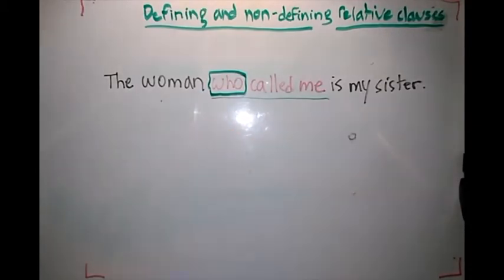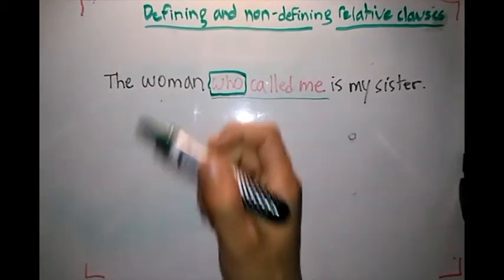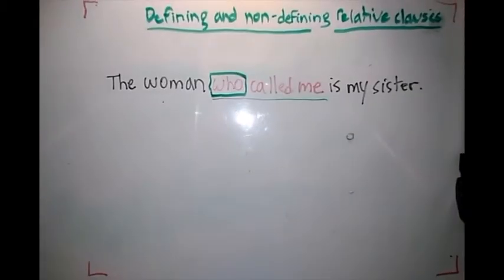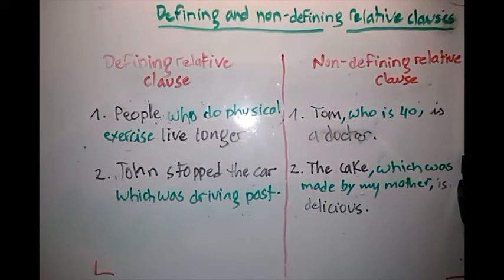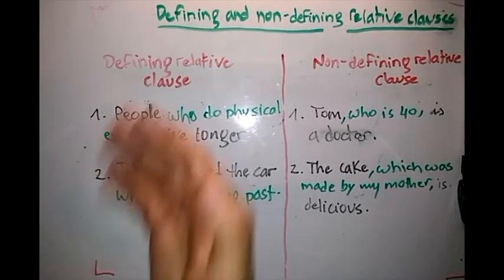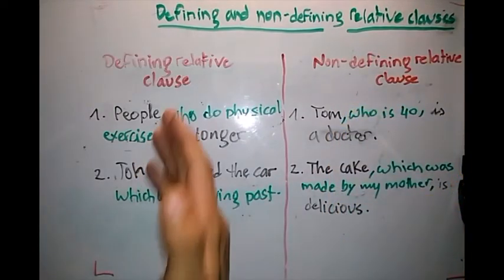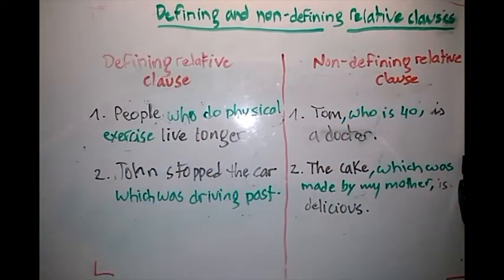There are two types of relative clauses: defining and non-defining. Now let's shed light on the difference between defining relative clauses and non-defining relative clauses. So let's start with defining relative clauses. In sentence 1 we have: people who do physical exercise live longer. Sentence 2: John stopped the car which was driving past.